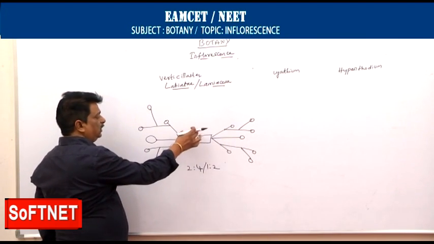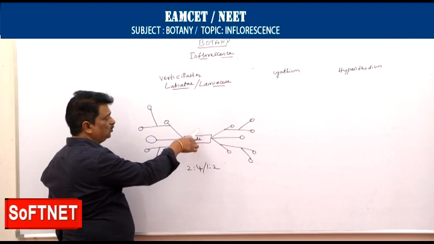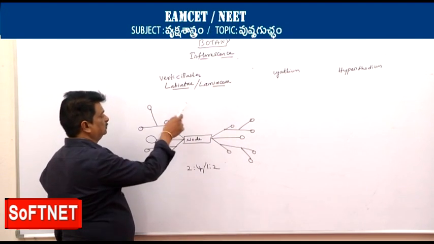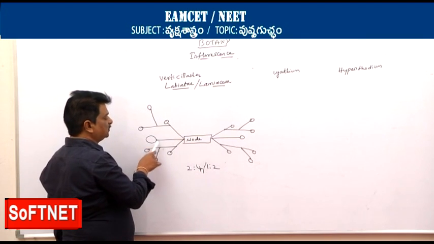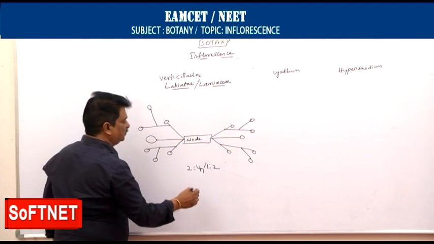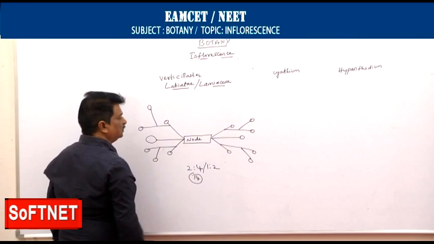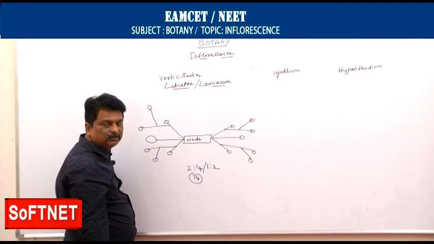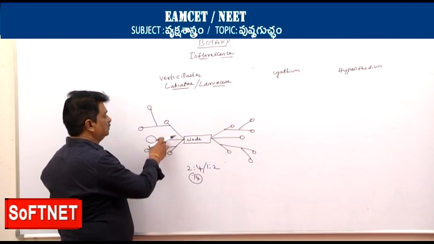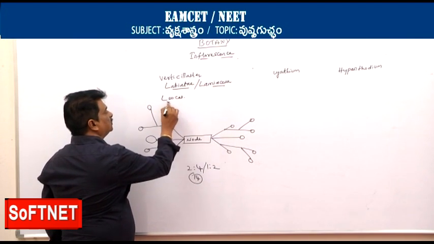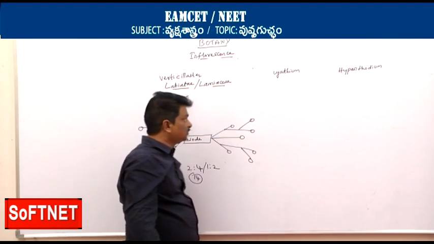All these flowers are crowded at the node and it looks like a false whorl, so it is called verticillaster. The minimum number of flowers needed for the formation of verticillaster is 14 flowers. Generally flowers are bisexual, and sessile or subsessile. Example is Leucas. This is verticillaster.